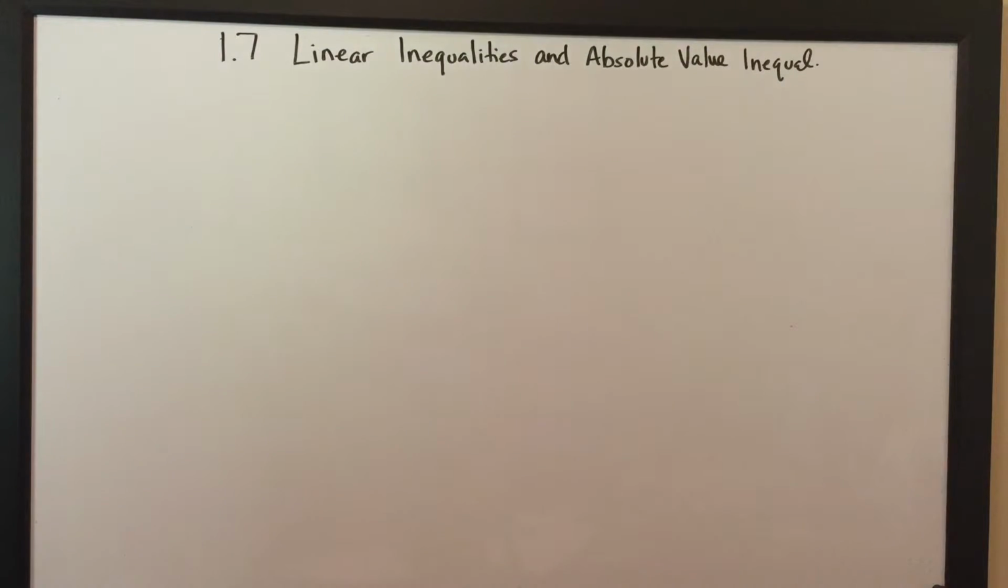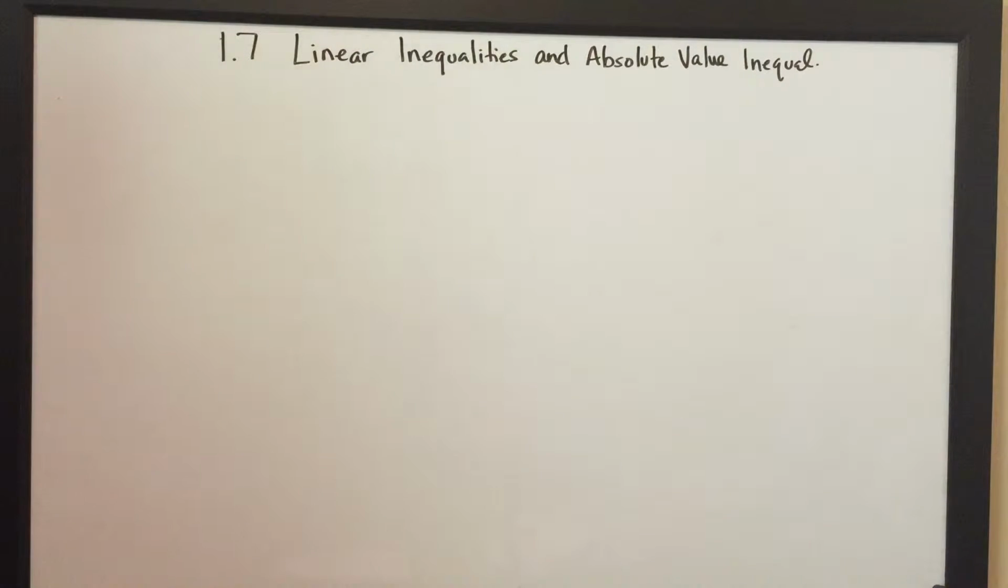Okay, class, so now we are in section 1.7, linear inequalities and absolute value inequalities. This is the last section that we will go over before we jump into task number 2. There will be 2 parts to this lecture. This is the first video, and the second video will follow.